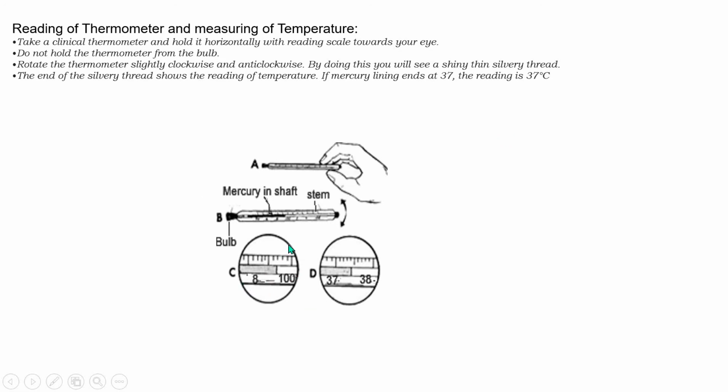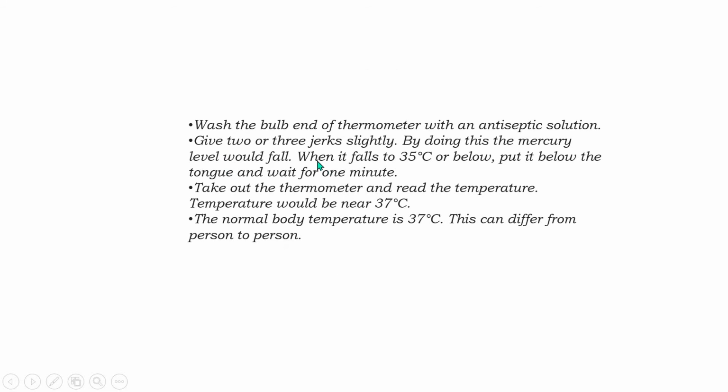And here we can see the readings of the temperature. And then we have to wash the bulb end of the thermometer with an antiseptic solution, and give 2 to 3 jerks slightly. By doing this, we can bring the level of the mercury down to the bottom, and it will fall to 35 degrees centigrade or below. Then you have to put it below the tongue and wait for a minute.